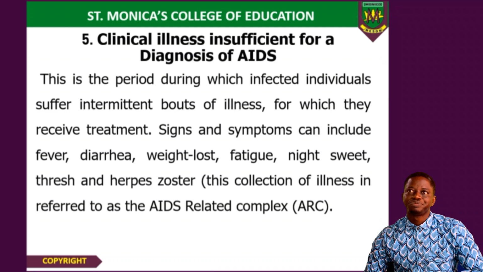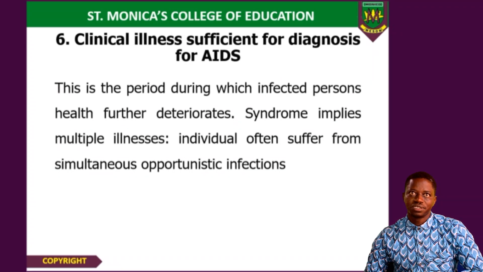So take note. The last stage is what we call clinical illnesses sufficient for the diagnosis of AIDS. This is the period during which infected persons suffer further, or the person's health further deteriorates, gets worse every day. So syndrome implies multiple illnesses. Individuals often suffer from simultaneous what we call opportunistic infections. When we talk about opportunistic infections, they are infections that occur as a result of your weakened immune system.